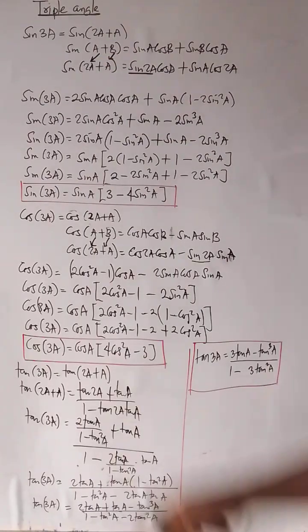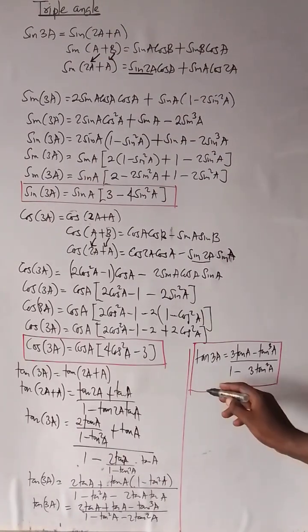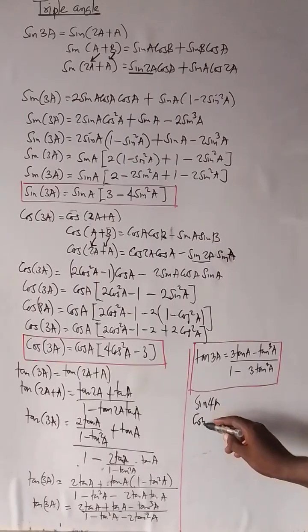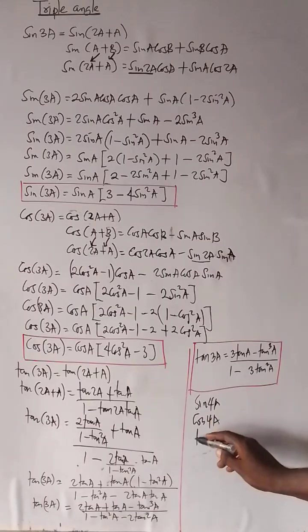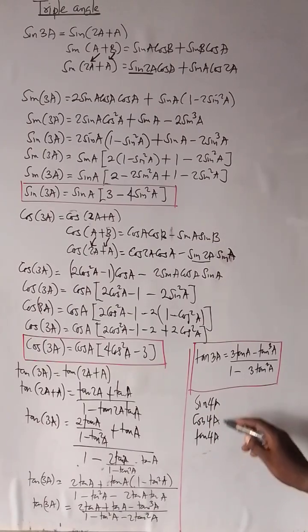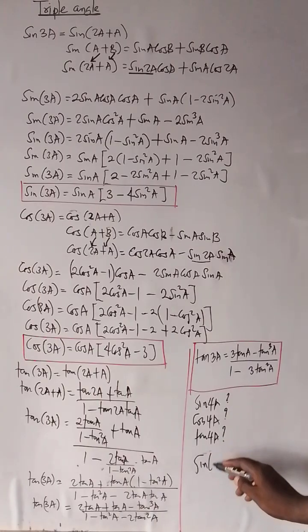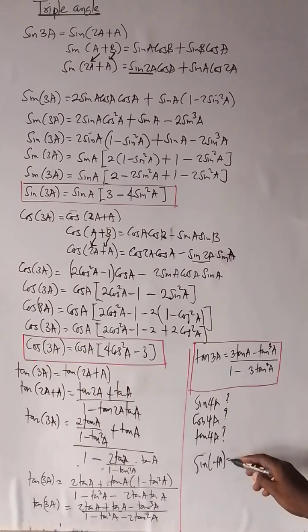What next after 3? 4. So what's sine 4A? What is cos 4A? What is tan 4A? In case you are asked, what are you meant to do? Just replace sine 4A with sine of 2A plus 2A. We already know sine 2A and cos 2A as the identities you input, and that's it.